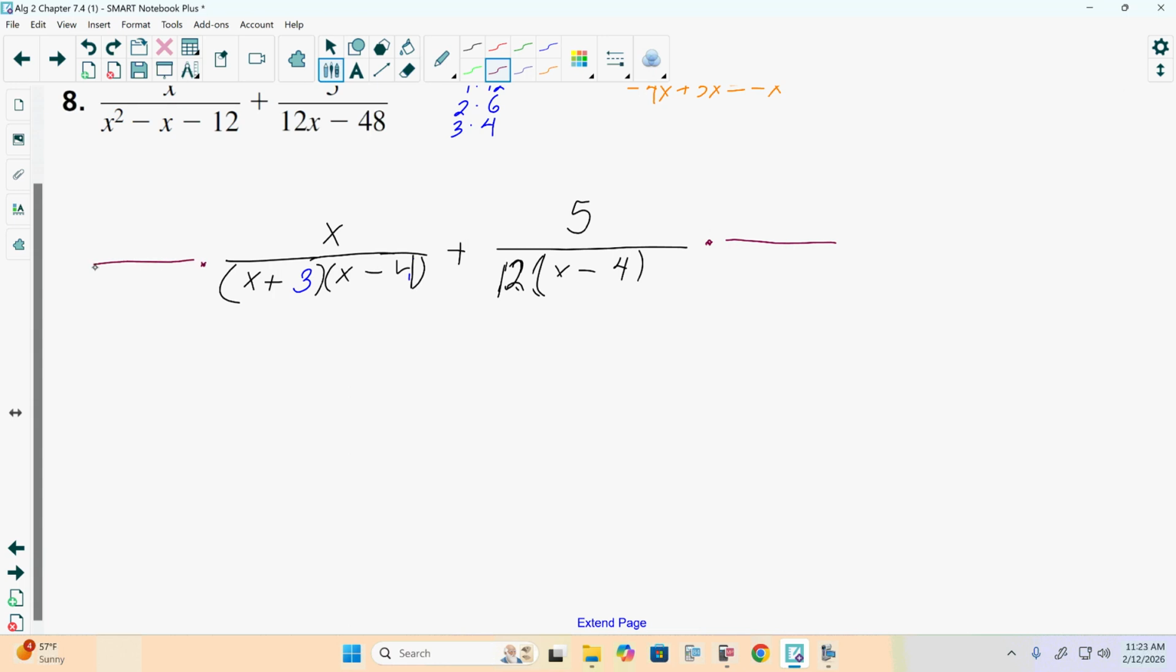We'll start with the right side. It really doesn't matter. What does the left side have that the right side doesn't? The x plus 3. So by multiplying x plus 3 on top and bottom, we'll have the two sets of parentheses, x minus 4 and x plus 3. If we do the same thing on the left-hand side, what does the right-hand side have on bottom that the left side doesn't? It's missing the 12.